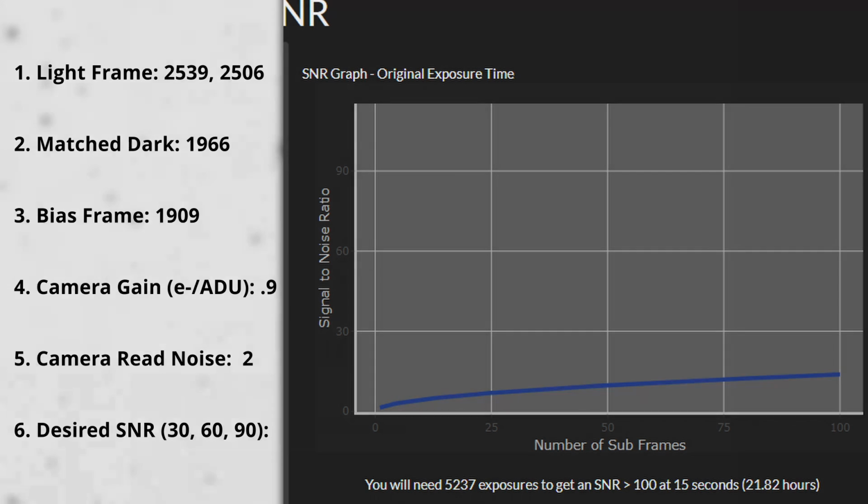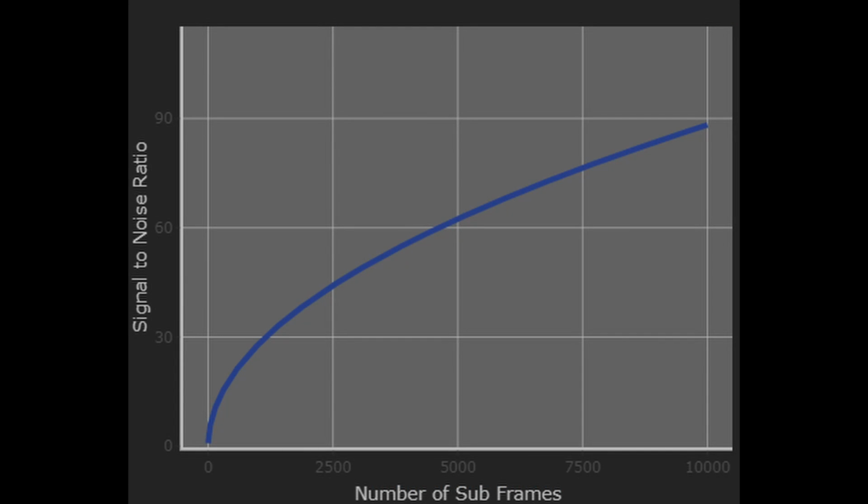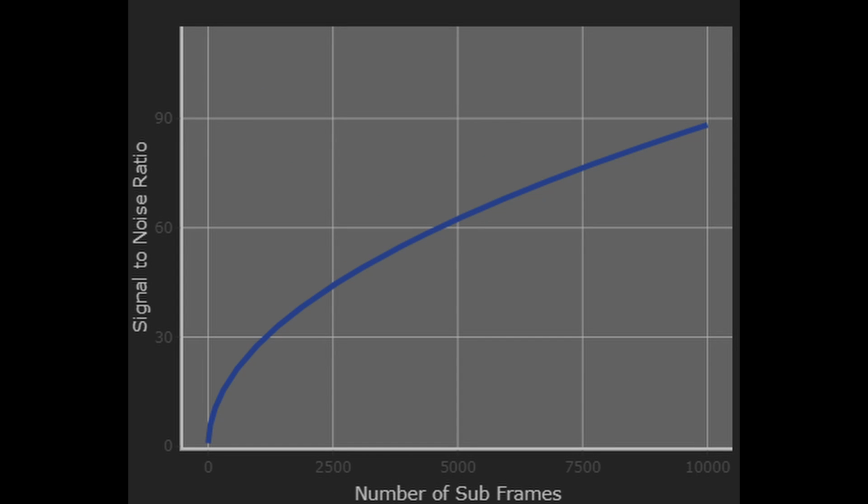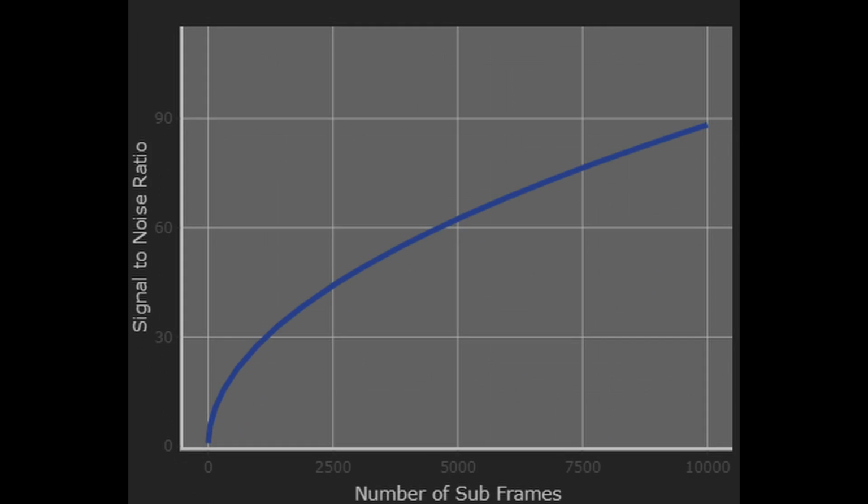Let's quickly review how to interpret it. On the x-axis is the number of subframes. On the y-axis is SNR. The blue line tells you estimated SNRs given a number of subframes.